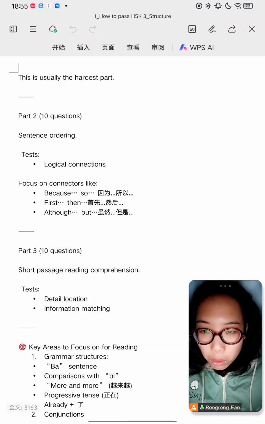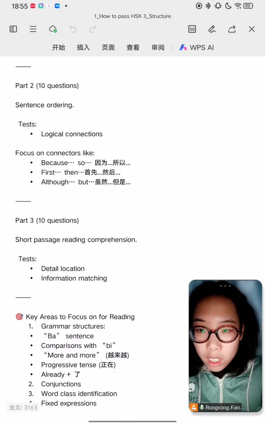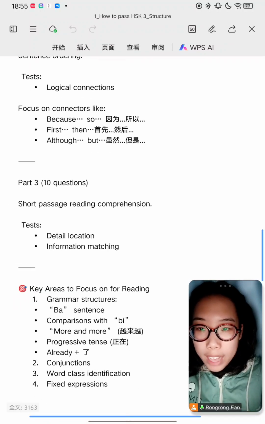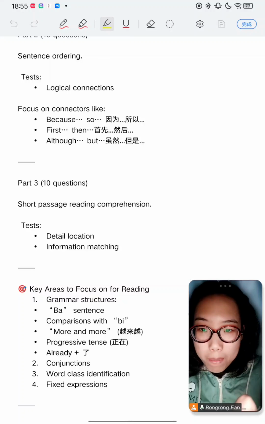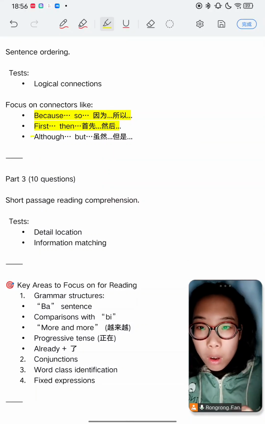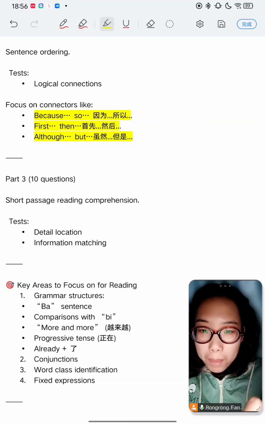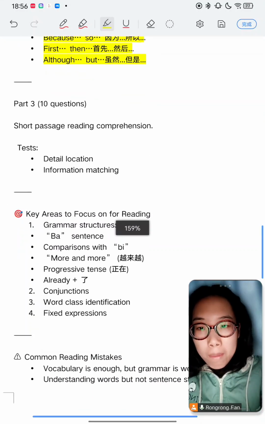And for part 2, you have 10 questions. Sentence ordering is the format of this part. It tests your logical connections. So I suggest you focus on connectors like because, so, 因为什么什么，所以什么什么. First, 巴拉巴拉 then 巴拉巴拉，首先什么什么，然后什么什么什么. Although 巴拉巴拉 but 巴拉巴拉，虽然什么什么，但是什么什么. Okay, now part 3.